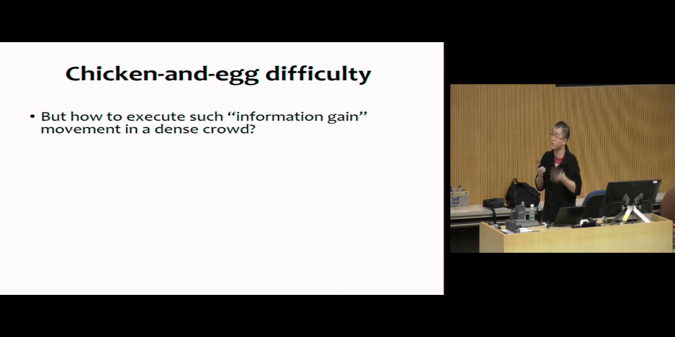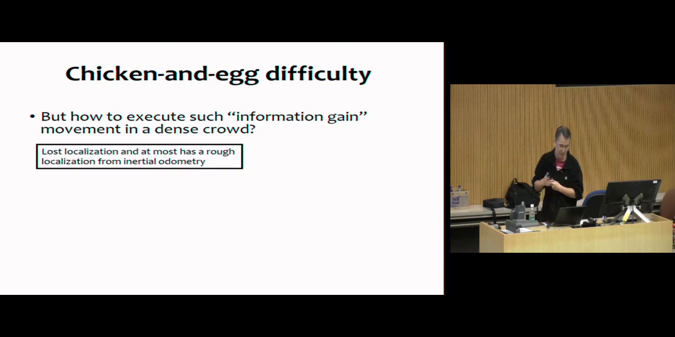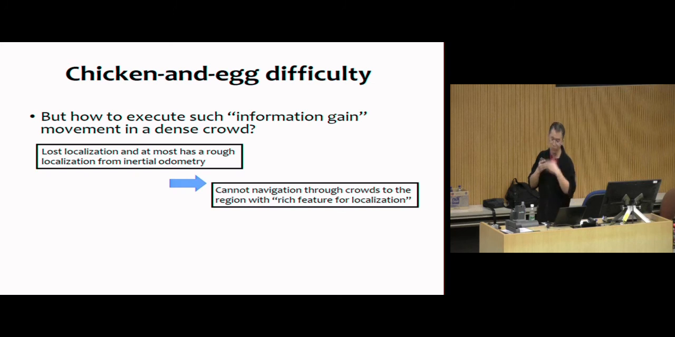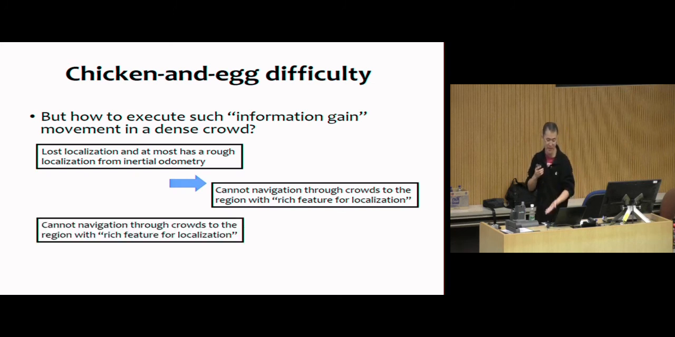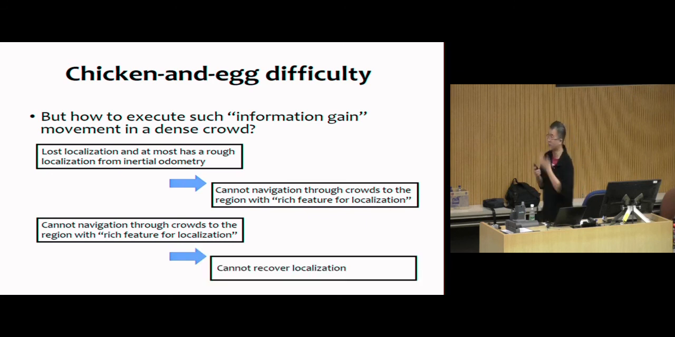So this is very difficult. This is why this kind of chicken and egg problem was never solved before. Basically, you have lost your localization, so you cannot navigate well enough. Because you cannot navigate well enough, you cannot recover your localization. You have this kind of circle here.